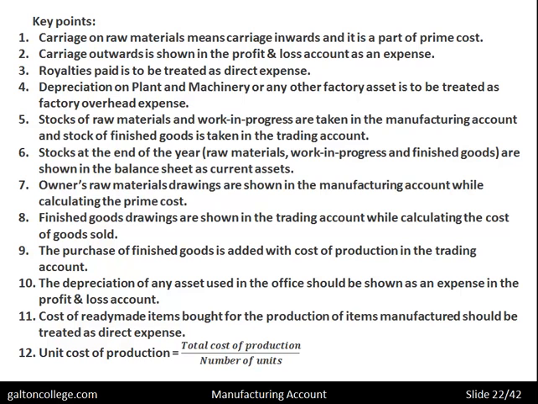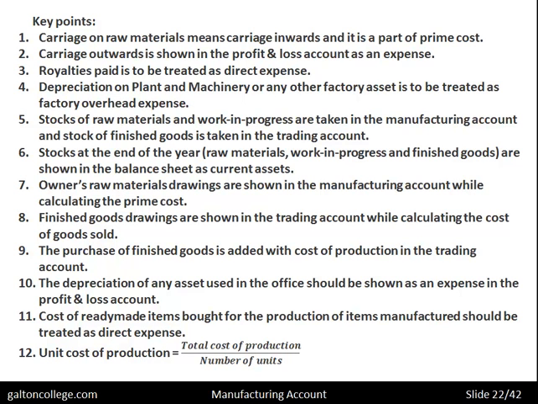For example, point 1, carriage on raw materials means carriage inwards, and it is a part of prime costs. So it's worth noting. So if you're doing an account in practice, you should go through each one of these to see where each part is assigned. Carriage outwards is shown in the profit and loss account as an expense. Well, it makes sense. It's outwards, it's carriage outwards, it's going out, so it's an expense. Royalties paid is to be treated as a direct expense because they have to be paid. So just go through each one.